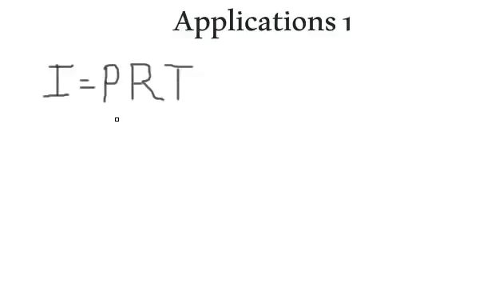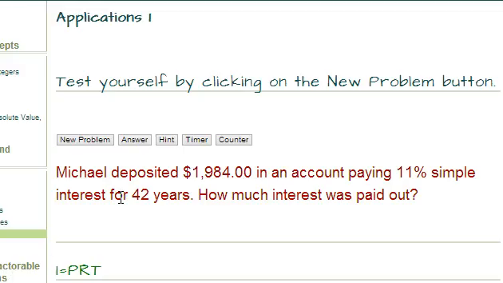Okay, in this problem here, we're going to be working a simple interest problem. So let's actually go to the website. Alright, so here's the problem. Michael deposited $1,984 in an account paying 11% simple interest for 42 years. Yeah, 11% is pretty high, but just go with me on this. It's asking how much interest was paid out.